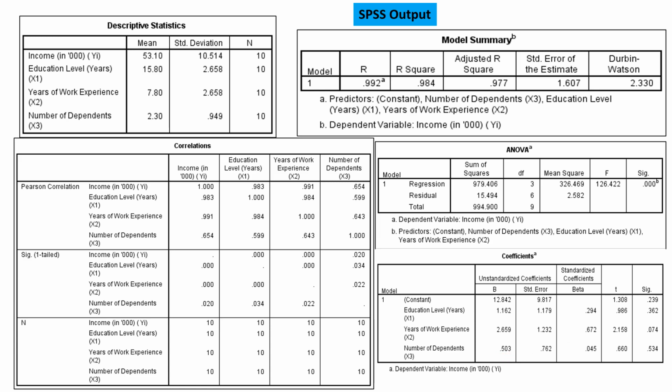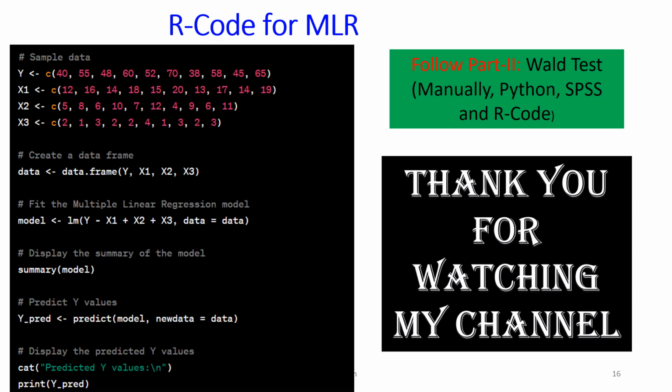This is the R code for calculation of multiple linear regression model, and you will get the result as summary model as well as predicted y values. Follow part 2 for Wald test. It will also be calculated manually, with Python, SPSS and with R code.